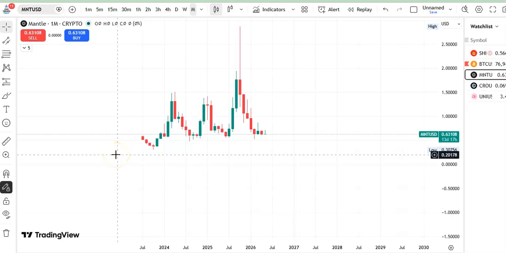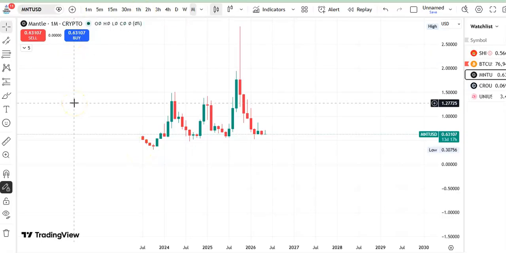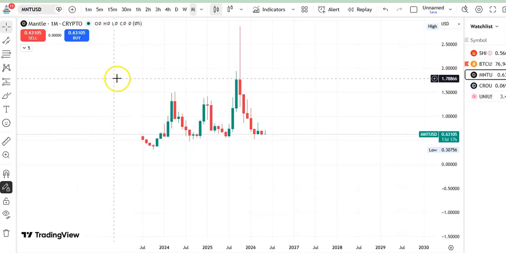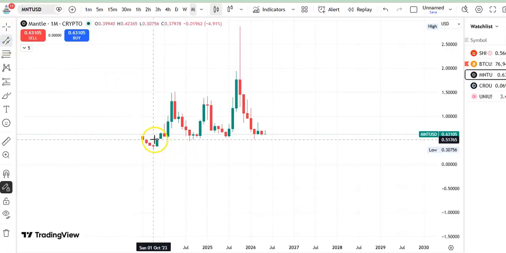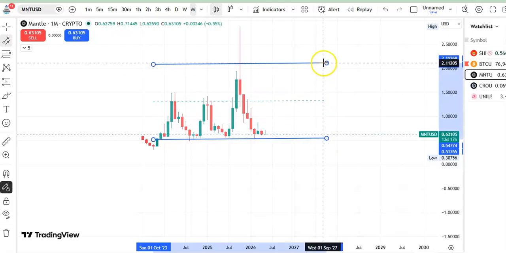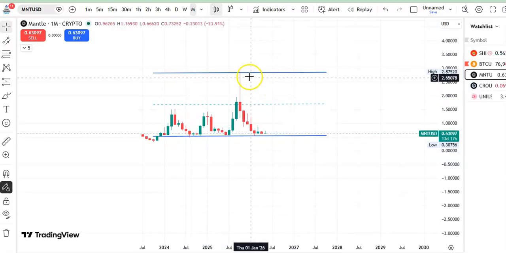Today I'm going to talk about this cryptocurrency, that is MNT Coin, and in this video I'll be talking about the latest technical analysis. So let's begin. You can see that I'm in the monthly chart, so let us draw the trend lines. You can see this is the support and this is the resistance.